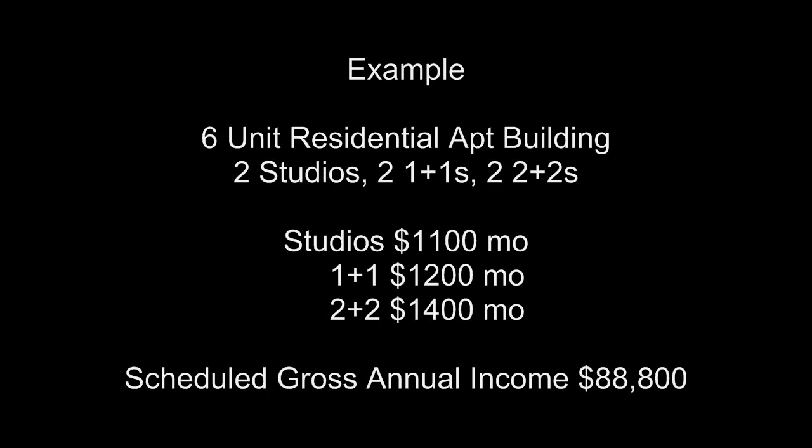Here's an example of a small 6-unit residential property with a unit mix of 2 studios, 2 1+1s, and 2 2+2s. The rents we'll use will be $1,100 a month for the studios, $1,200 a month for the 1+1s, and $1,400 a month for the 2+2s. That gives us a scheduled gross annual income of $88,800.